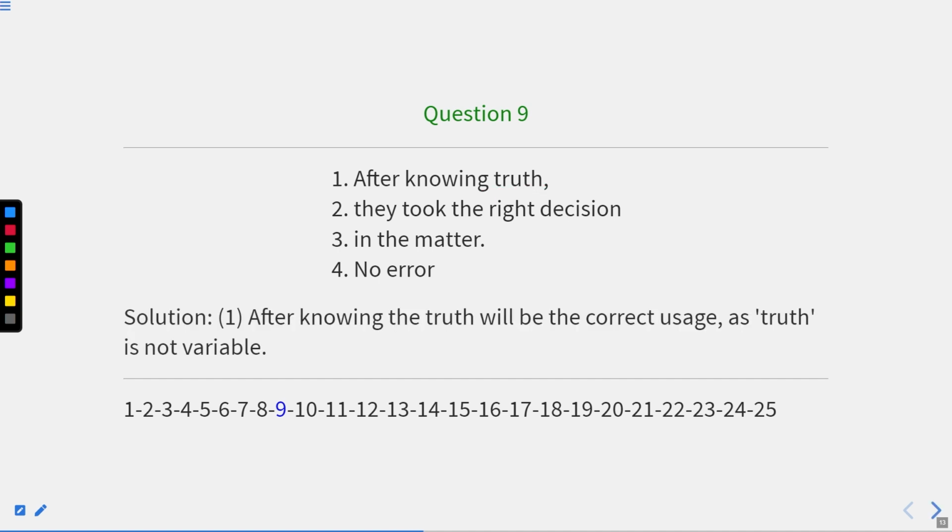Okay, so here the correct answer will be 1. That is, after knowing the truth will be the correct usage, as truth is not variable.